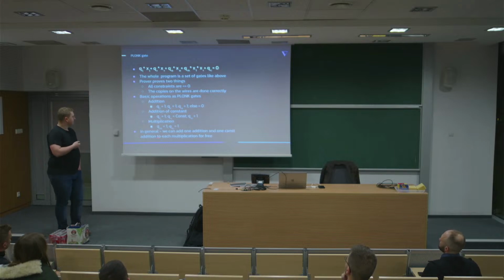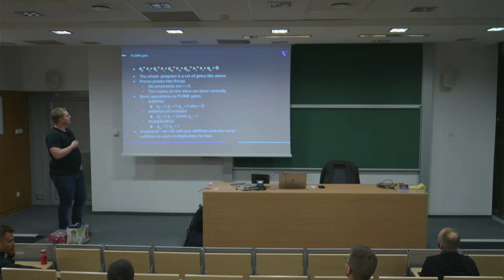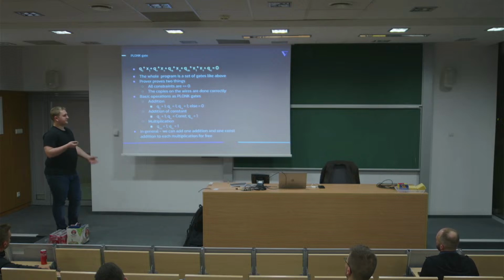And you see that with this gate, in general, we can add one addition and one constant addition to each multiplication for free. Because here we do the actual multiplication, but we can also set QC to something, and we can also add one of those variables that are used within this multiplication. So here it starts to become harder to reason about performance. You can't say just that multiplication costs this and addition costs that, because it depends on the ordering of the gates, what you can combine and what you cannot.